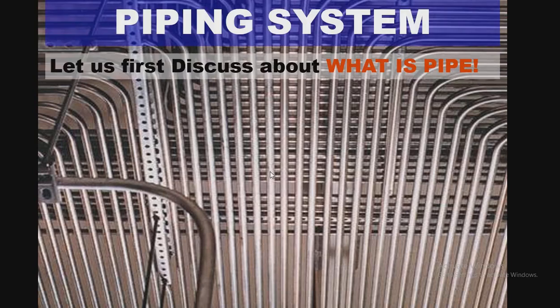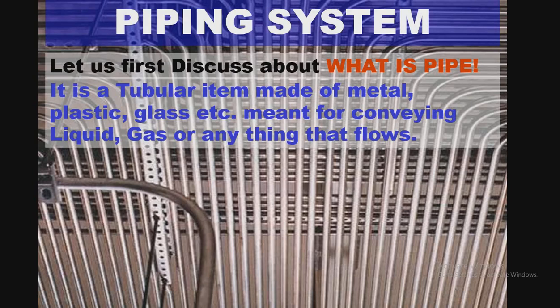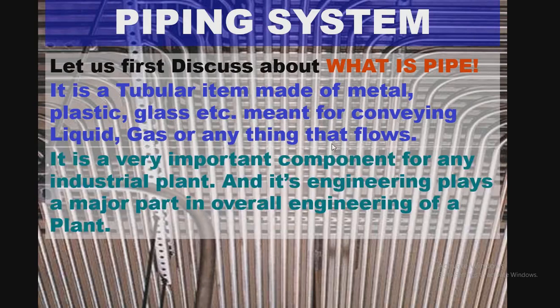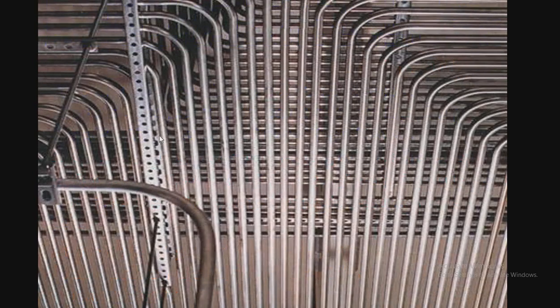Piping system. First, we should know and explain what is pipe first. The pipe is a tubular item made of metal, plastic and glass and so on, meant for conveying liquid, gas or anything that flows. It is a very important component for any industrial plant, and its engineering plays a major part in overall engineering of a plant.